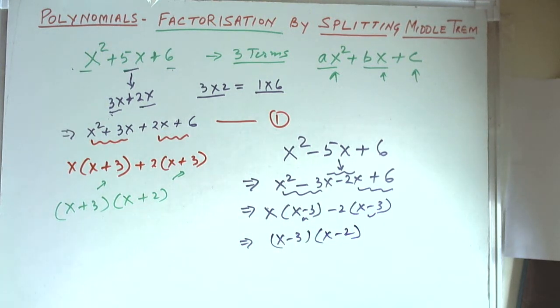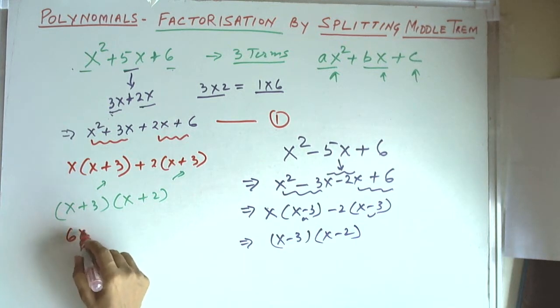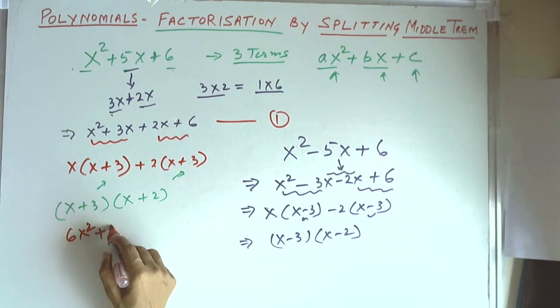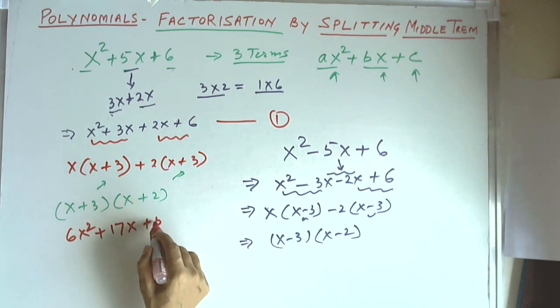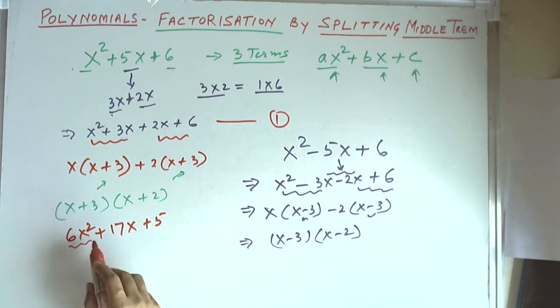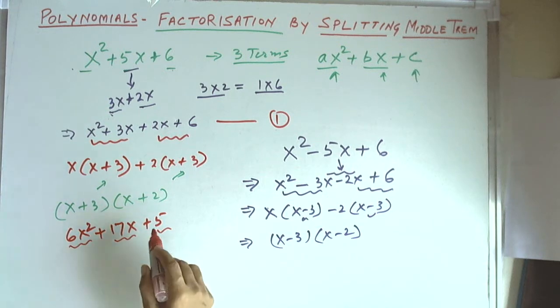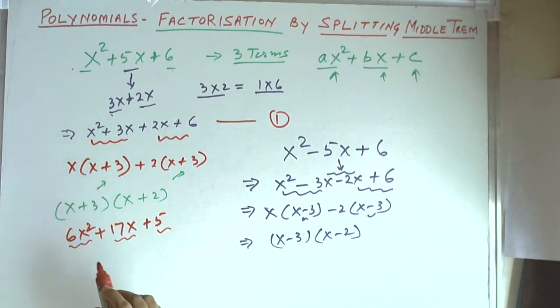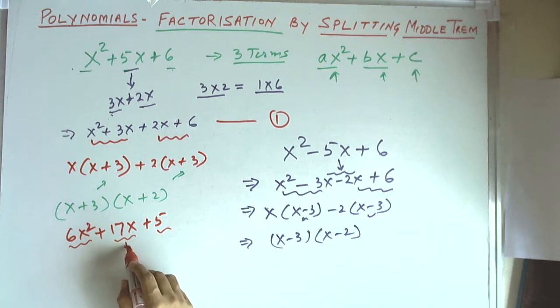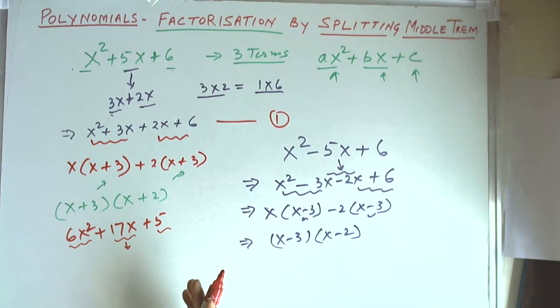So let us take one more example. 6x square plus 17x plus 5. So again there are 3 terms. What we have to do is split 17x in such a manner that the product of the coefficients is equal to 30. So 6 into 5 is 30. So we have to split 17 in such a manner that the product of the coefficients is 30, and 15 into 2 is 30, and 15 plus 2 is 17 also.